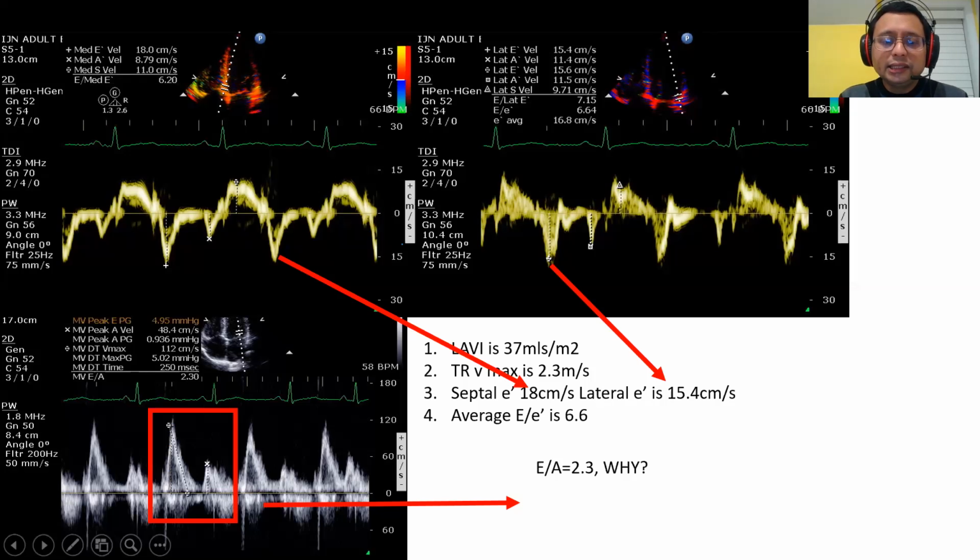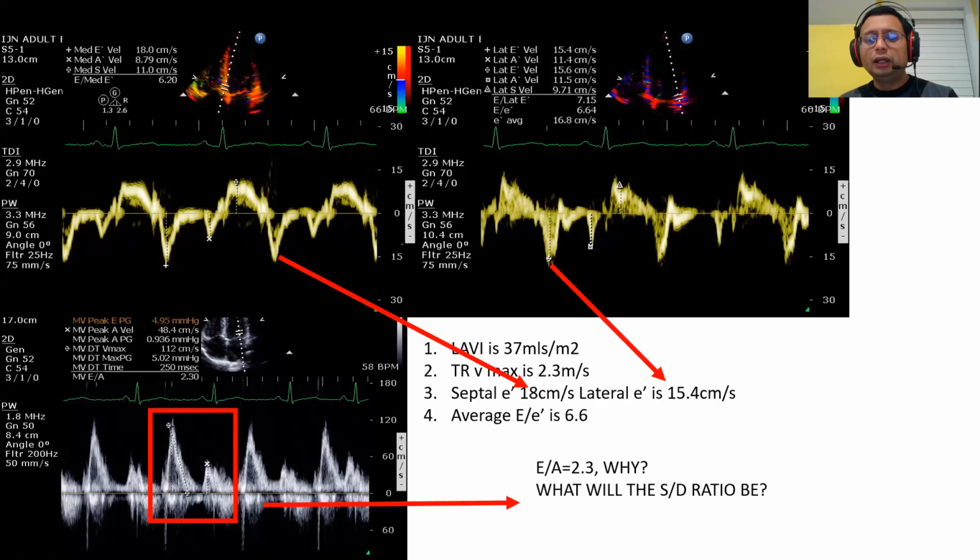On a first glance, with this E over A that is more than 2, you would say this patient has restrictive diastolic function. Think again. This patient who is athletic, who is in front of you, who is asymptomatic, is it possible to have restrictive diastolic function? No. If you go to algorithm 2, you will make a mistake. So you go to algorithm 1 first, right?